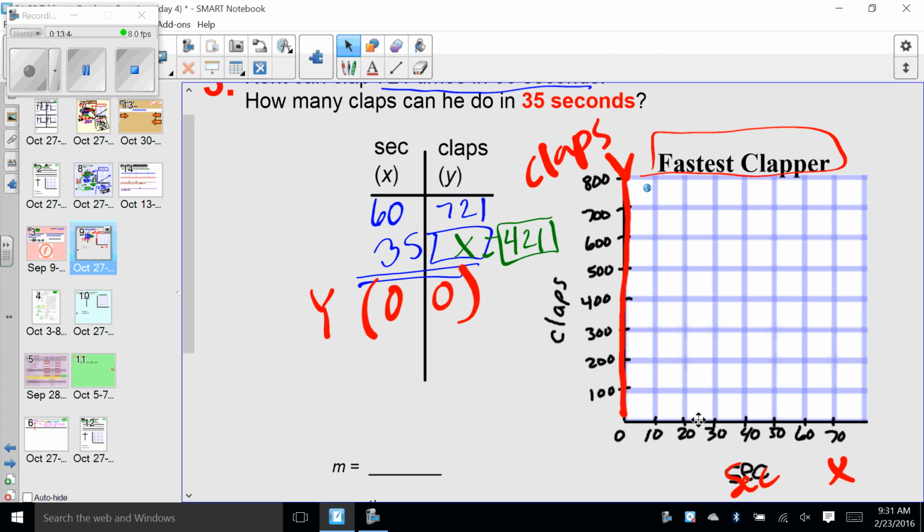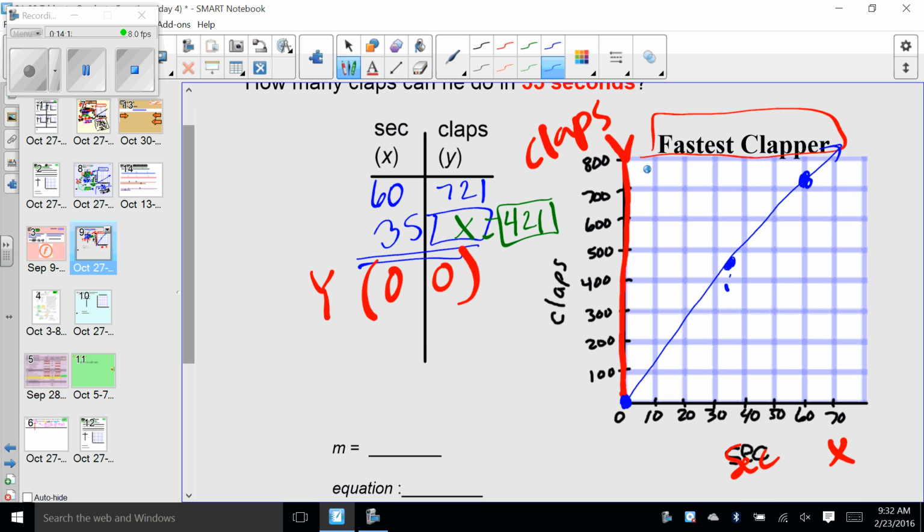Okay, so as we start to graph those, we have this origin 0, 0 here where it starts. And we have 60 seconds is 721 claps, which is kind of a guessing game. That makes it a little bit tricky. 35 seconds is 421 claps. Again, kind of a guessing game. Our problem with this graph is that it's a little bit of a guessing game where to put those data points, unfortunately, but it still gives us a good picture of the rate at which Kent is clapping.